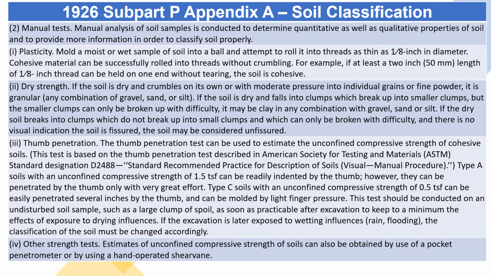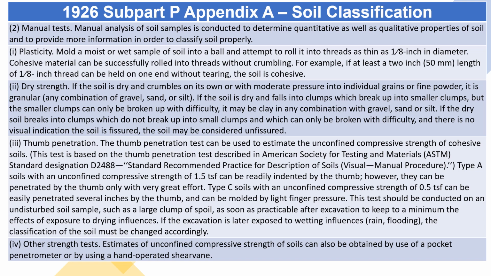2. Manual tests. Manual analysis of soil samples is conducted to determine quantitative as well as qualitative properties of soil and to provide more information in order to classify soil properly. Plasticity. Mold a moist or wet sample of soil into a ball and attempt to roll it into threads as thin as 1/8 inch in diameter. Cohesive material can be successfully rolled into threads without crumbling. For example, if at least a 2-inch (50 mm) length of 1/8 inch thread can be held on one end without tearing, the soil is cohesive.